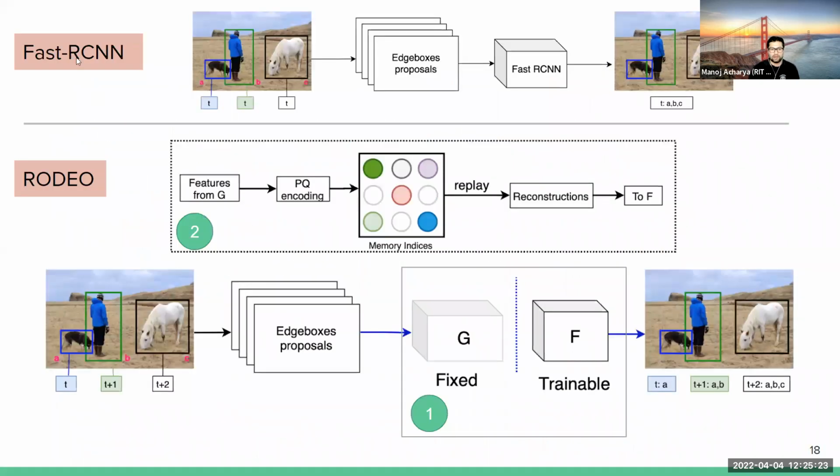Okay, so let's compare a typical offline model to our RODEO. You can see component number one, where we split a Faster RCNN model into a fixed portion of the model, Z, and a trainable portion, F. Right? So that was the first component. The second component here is the replay component, which stores the quantized representation and reconstructs it during replay, and then updates the trainable portion of the model.